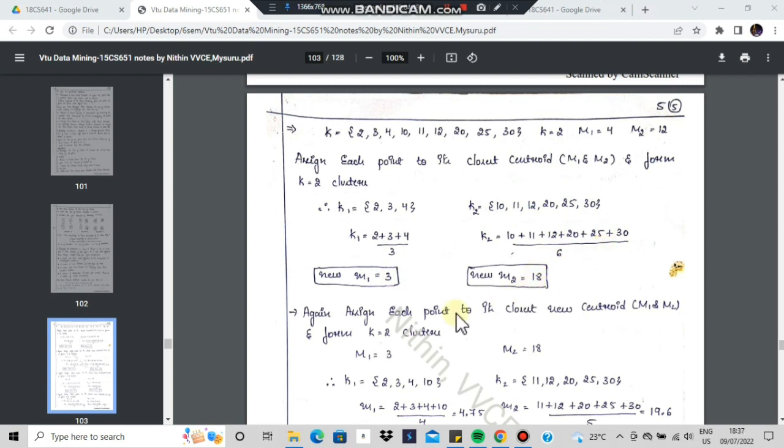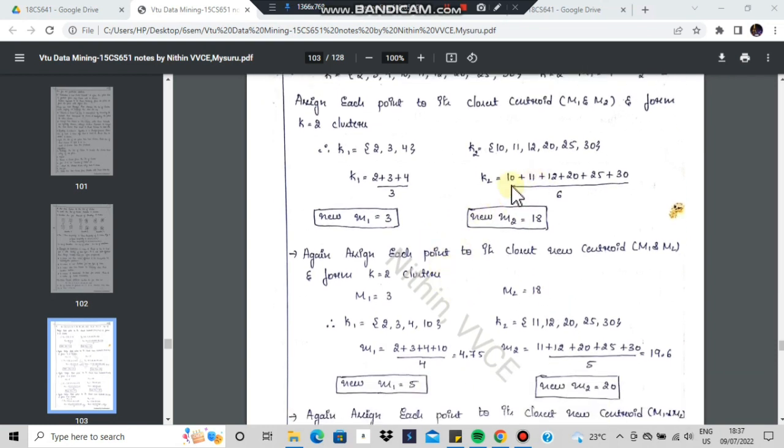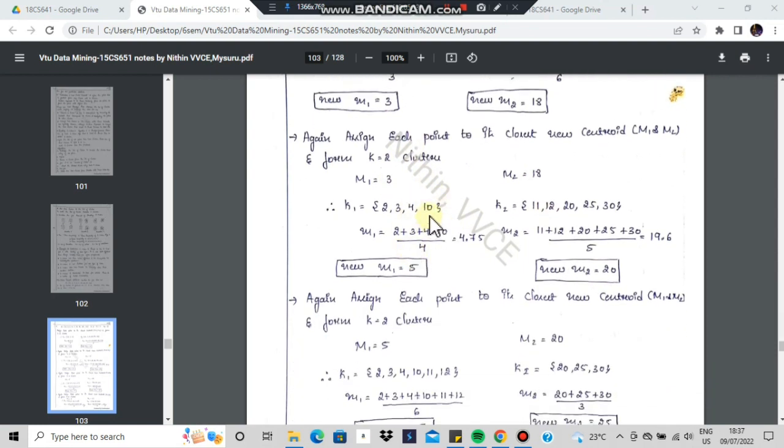Next, we have to find all the numbers which are closer to 3 and place them in a cluster, and all the numbers which are closer to 18 and place them in another cluster. For example, if I have 12, I'll see if it is closer to 18 or closer to 3. Whatever answer I get, I will consider that. If it is closer to 18, I'll keep it here. If it is closer to 3, I'll keep it here. Then again I'll calculate the mean and round it off, so it will be 5 and 20.